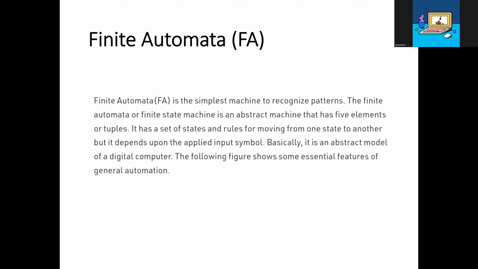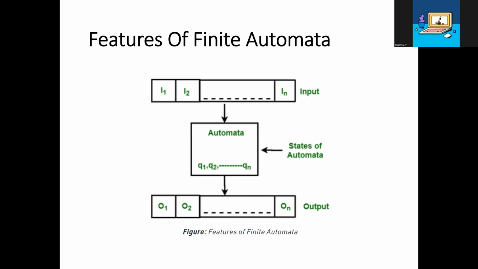The finite automata machine has 5 elements, or tuples. It has a set of states. It has some rules for how to move from one state to another state, depending upon the input symbol. If you give an input symbol, which state does it go to, and which state does it belong to? Like that, we're going to discuss finite automata. How many tuples does it have? 5 tuples.